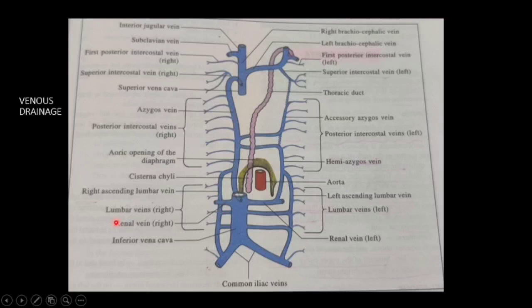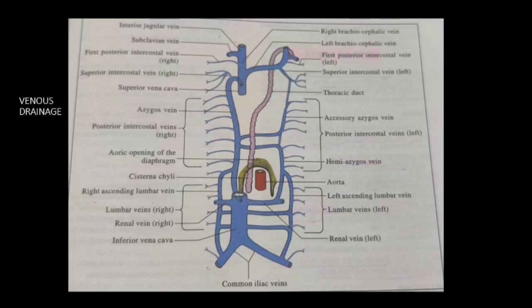Now we'll see about the intercostal veins. The anterior intercostal veins are simple. The upper 6 anterior intercostal spaces drain into the internal thoracic vein, corresponding to the artery, whereas the 7th, 8th and 9th spaces drain into the musculophrenic vein. The posterior intercostal vein is somewhat more complicated.